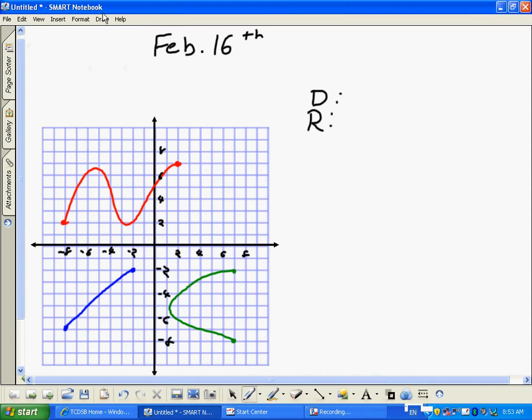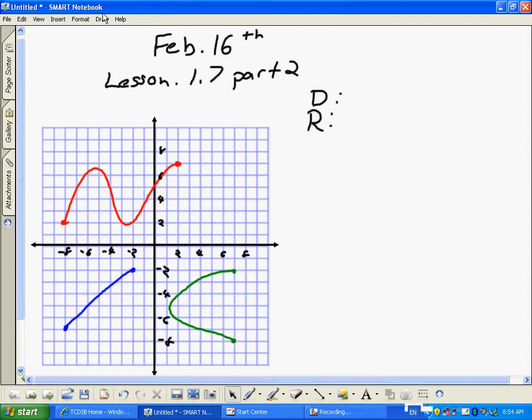Okay, this is going to attach to lesson 1.7. Consider it part 2, okay? From yesterday. We're dealing with domain and range now. So yesterday we did domain and range with functions that kind of went on forever. There's only really one restriction to them.